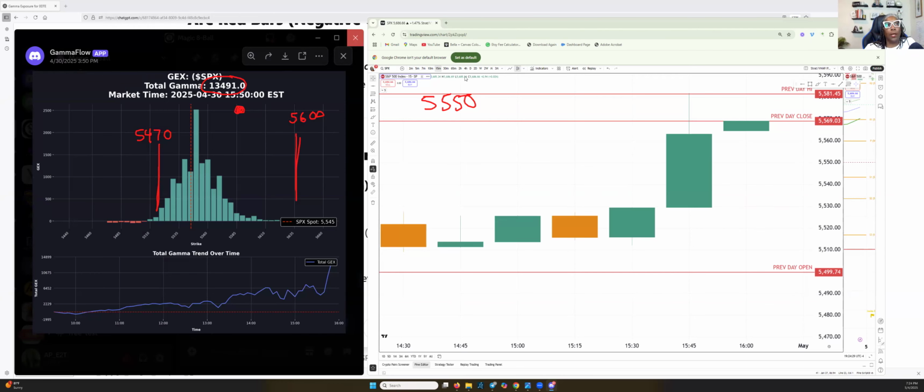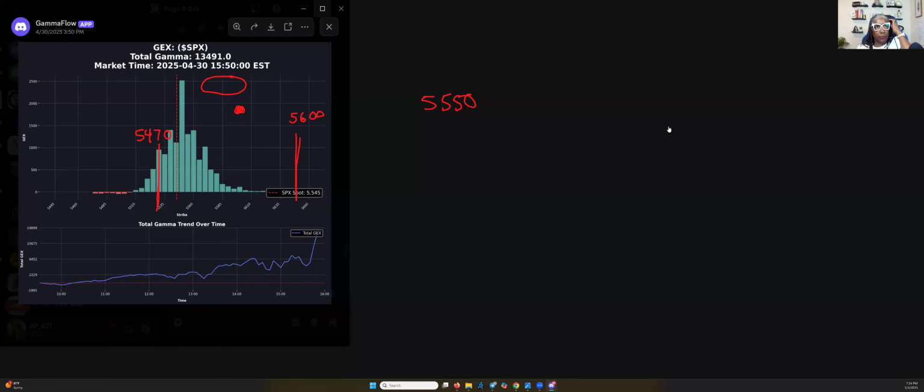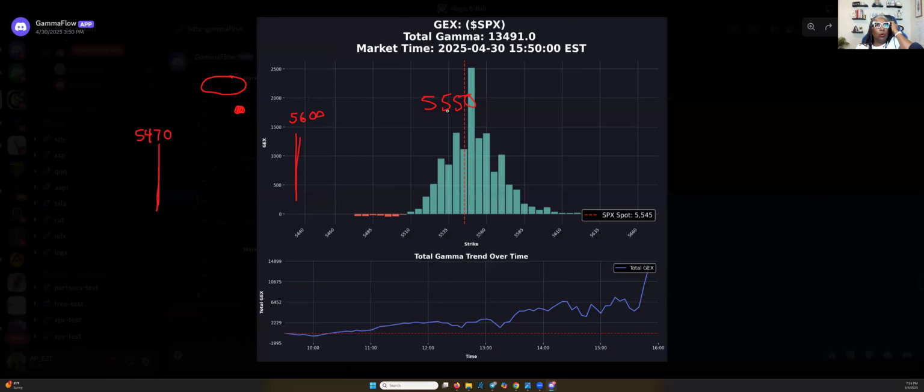At this particular one, the line here is at 55.45. We can see it right here, and 55.50 is the big one. We've got the gamma down here. See our line? It's got a nice little strong right here. 13,000 is the gamma.